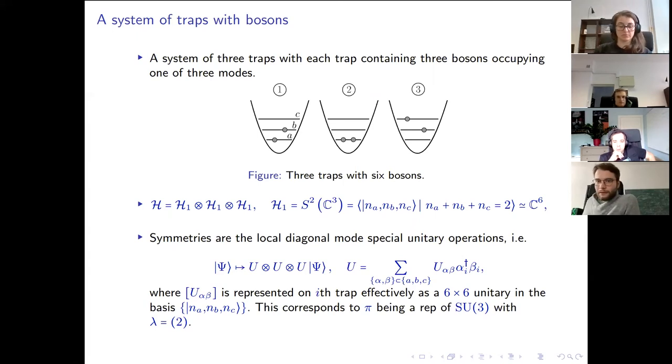And the symmetries we are looking for in this system are local diagonal mode special unitary operations. So they are given by U, where U can be written using mode creation and annihilation operators. So alpha and beta are mode creation and annihilation operators of a given mode. Yes. So effectively, these coefficients alpha beta are represented on a given trap as some 6x6 unitary in the mode basis. And this corresponds to pi being a representation of SU(3) with a Young diagram given by 2.